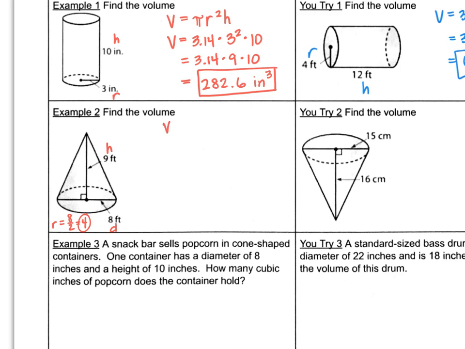So for our volume, I'm going to divide by 3 in this one instead of doing the 1/3. So I'm going to do pi times radius squared times height, and then I'm going to divide it by 3. So this is what it looks like. I have 3.14 times the radius, 4, squared, times the height, which is 9. And then when I do all that, I'm going to divide it by 3.